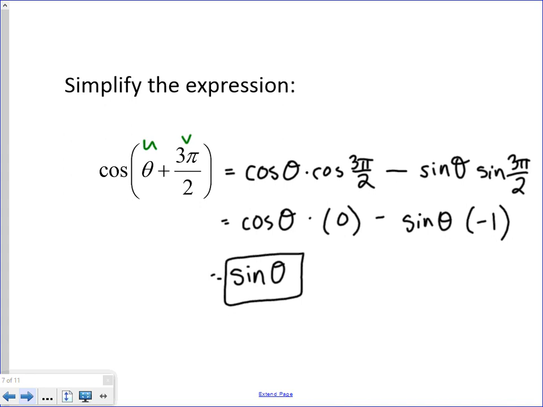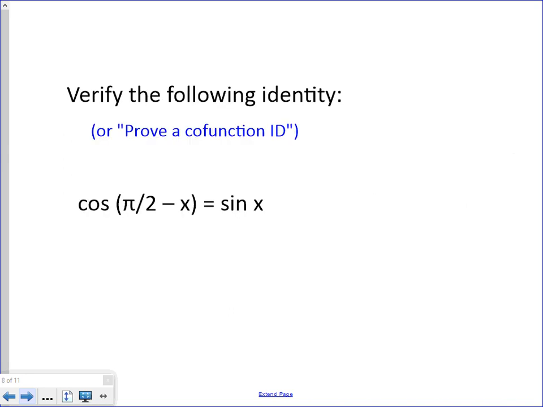Can you verify the identity next door? So this is basically a similar problem, but now you know what the answer is. So we know we're going to get another sine x. Can you show me why that works? So do your formula on the left. Go ahead and do that now. If you're having questions about anything, raise your hand now.